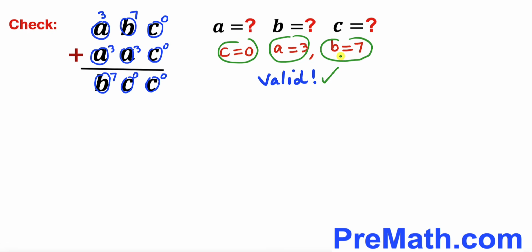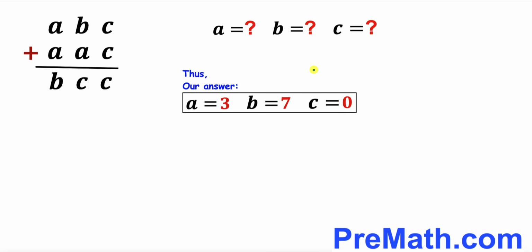So after all the calculations and manipulations, our A value turns out to be 3, B value is 7, and C value is 0. And that's our final answer.